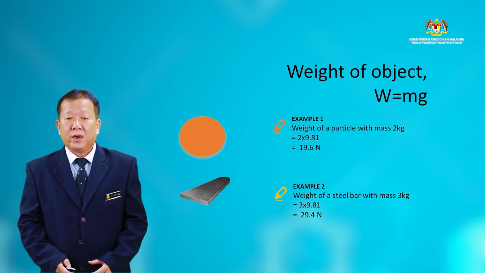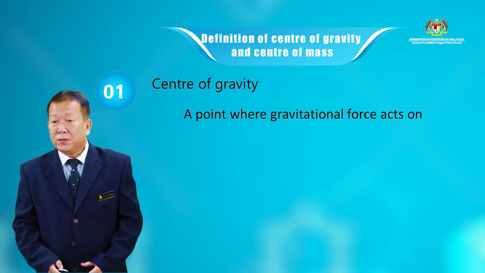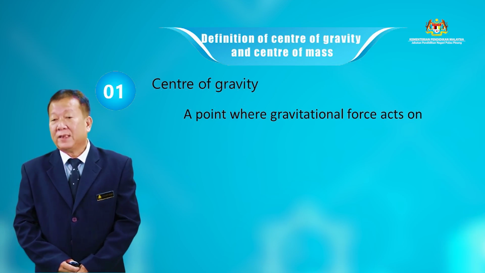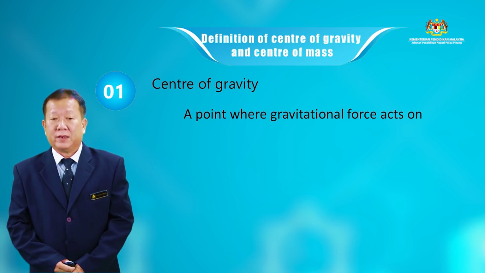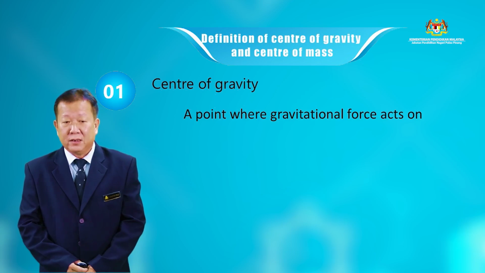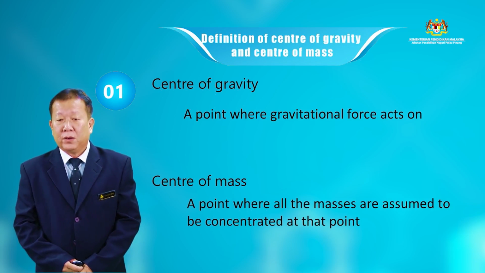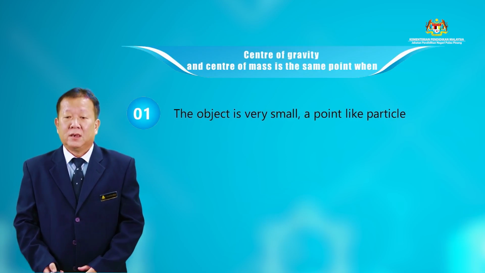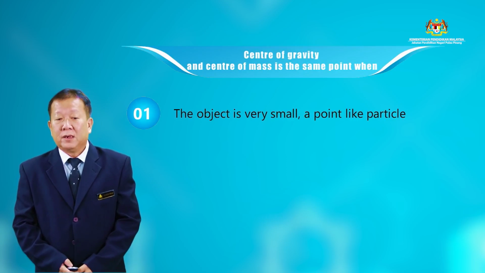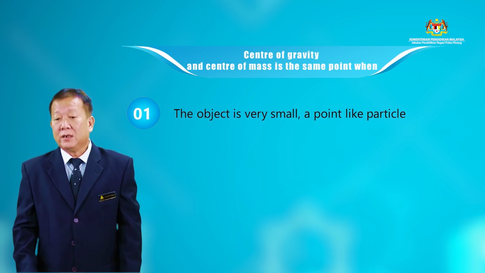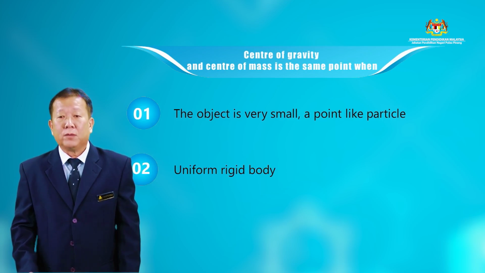Every object, whether it is a particle-like object, uniform rigid body, or non-uniform rigid body, has a point known as the center of gravity. Center of gravity is a point where gravitational force acts on the object. Center of mass is a point where all masses are assumed to be concentrated. Center of gravity and center of mass are not necessarily the same point. They are the same point only when the object is very small or it is a uniform rigid body.